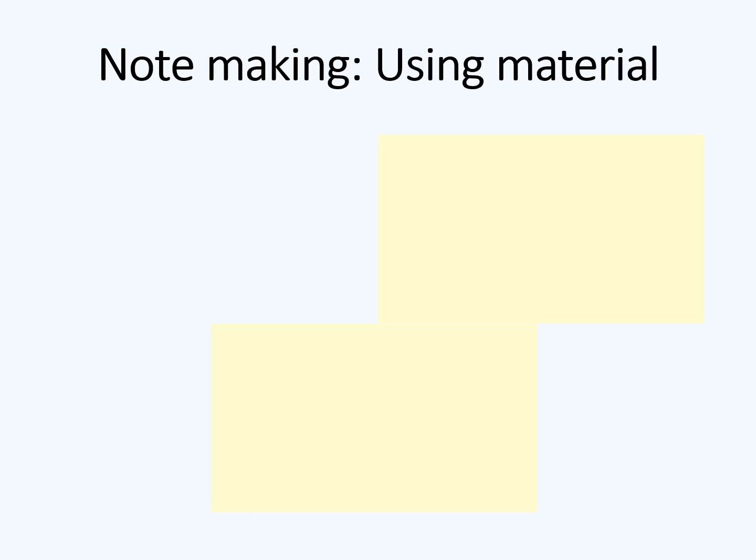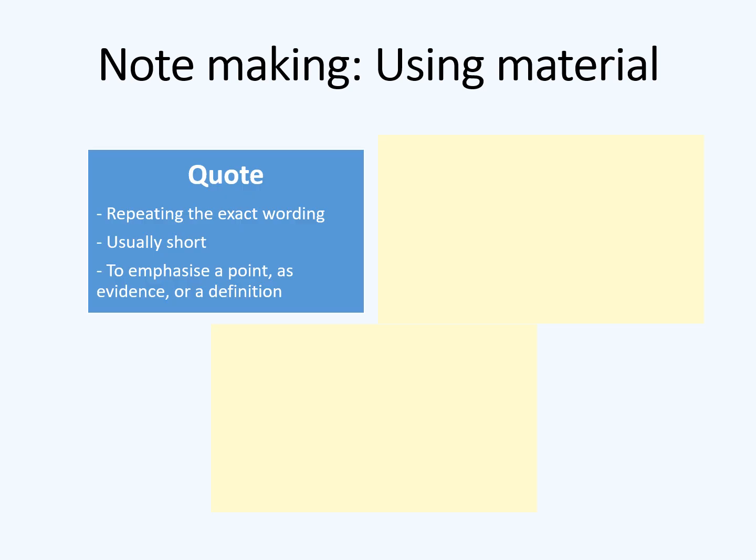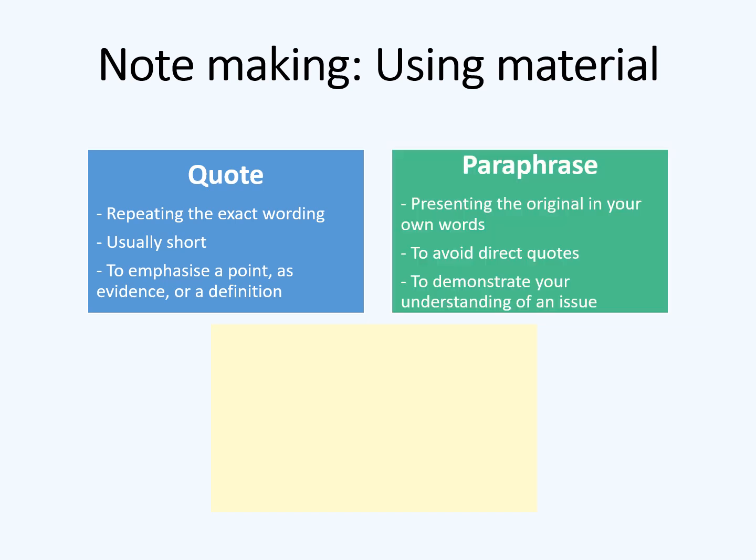In order to use the material you have read, you will need to choose how to best present it. You could quote from the text to emphasize or evidence your point, which means repeating the exact wording. You would need to make it obvious that you are directly quoting by using quotation marks and making sure to copy exactly. It is advisable to only use short quotations, perhaps only 1 or 2 lines maximum.